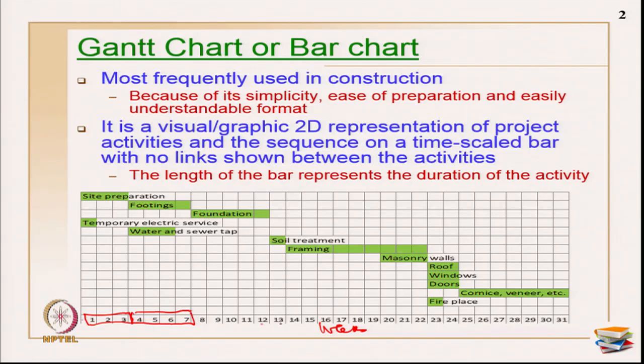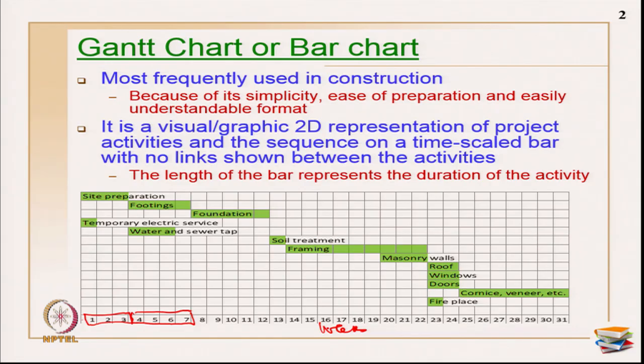I have told you the x axis and the y axis: the y axis is a list of activities, the x axis shows a timeline, and the length of the bar represents the duration of each activity. That is the main significance of the bar chart. It is a visual or graphic 2D representation, with only two axes, x and y, of project activities and their sequence on a time scale, with no links generally shown between the activities. There are other varieties which show links, but the conventional bar chart will not show any relationship between the activities.